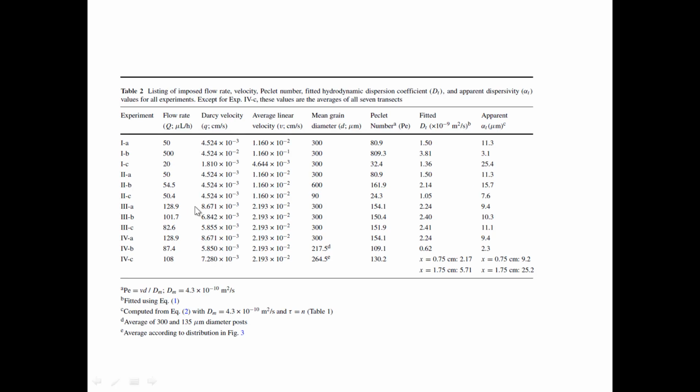So here are some specs from the Ostrom paper. They ran various experiments here with different flow rates, different velocities, and here are the grain diameters, and so you can see the 300 micron grain diameters. That was the model we just saw, but there are some other sizes here. They calculated Peclet number, and they also calculated an effective diffusivity here.